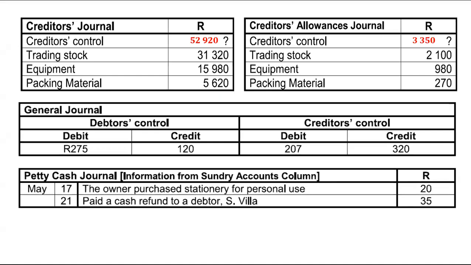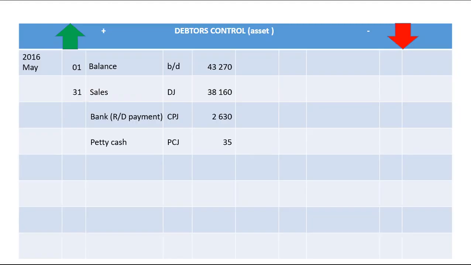Last but not least, on the debit side will be your debtors control, the debit total. And in this case, the debit total in the general journal under your debtors control was 275. So you will simply put it on the debit side of your debtors control in the general ledger as general debits.